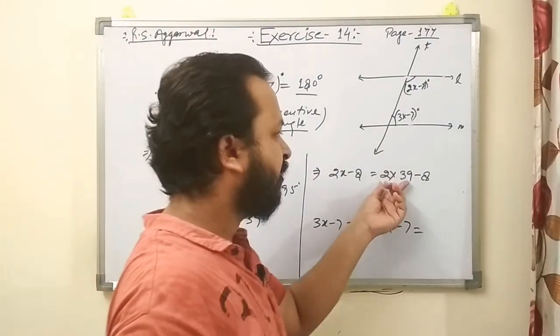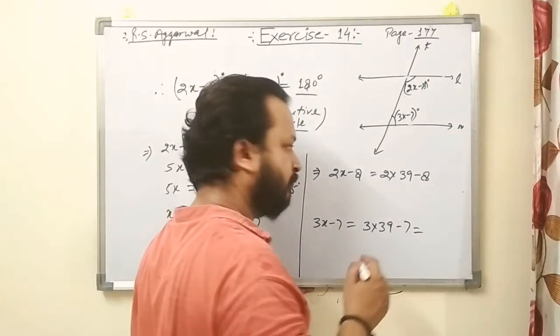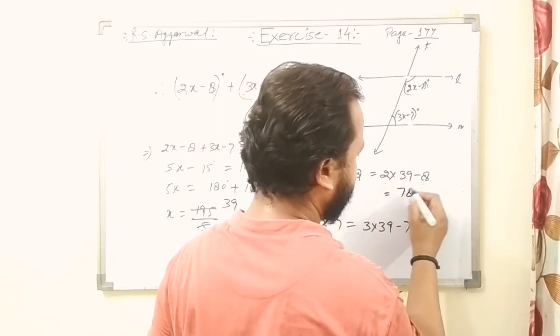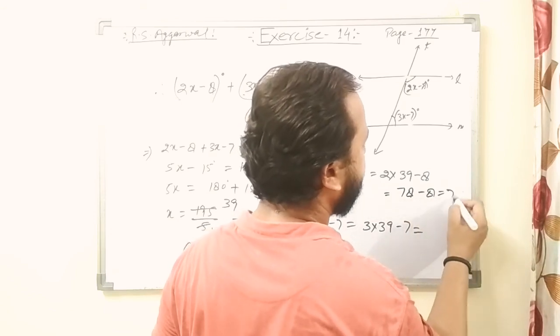So 39 times 2 is 78, right? Minus 8, that equals 70 degrees.